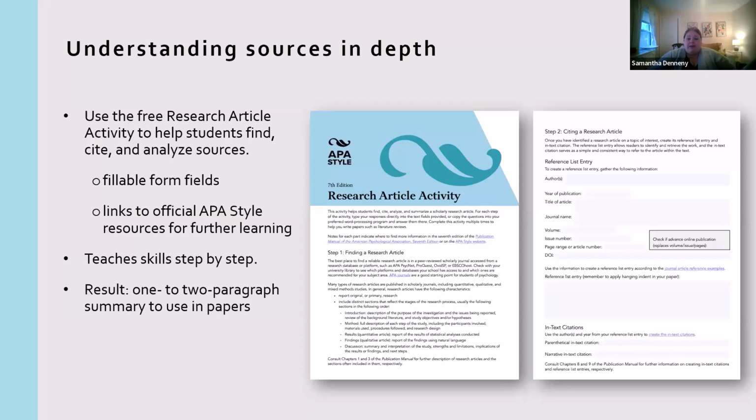The students learn step by step how to evaluate aspects of research, such as describing the sample and explaining the results. The end result when you're done is you'll have a 1 or 2 paragraph summary of an article that you can use in research papers.